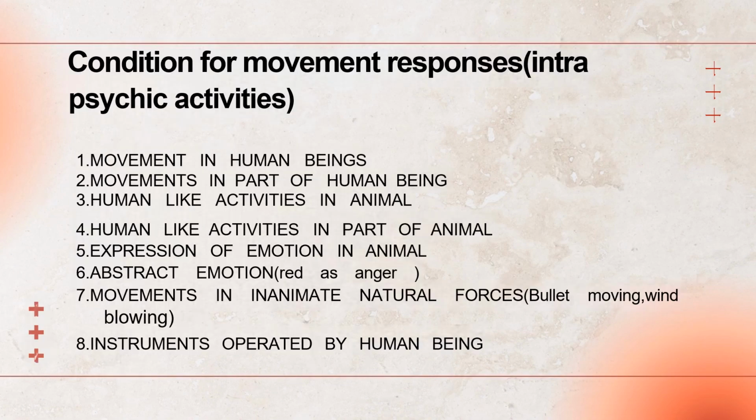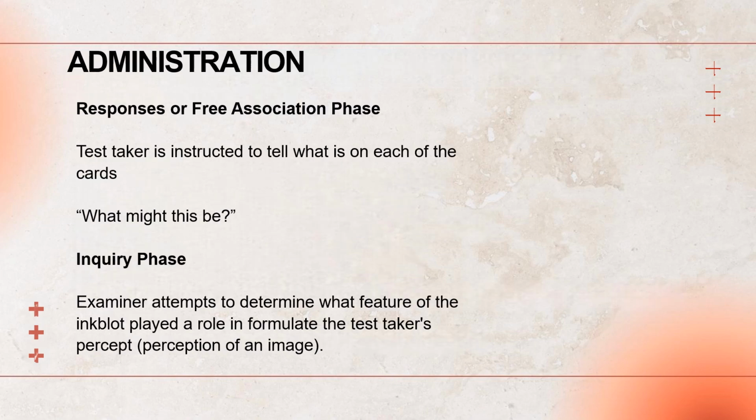Condition for movement response, intrapsychic activities. So did the patient observe movements in human beings, movements in part of the human being, human-like activity? All of these things are also supposed to be noted. Now, once you note all of these things, you will structurize the most common answers, try to find the most significant answers, and then summarize the test into whatever interpretation you have.